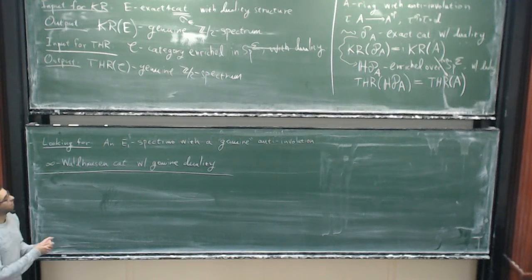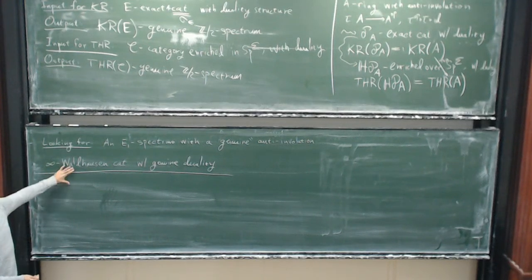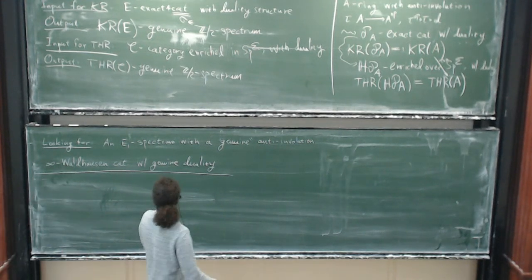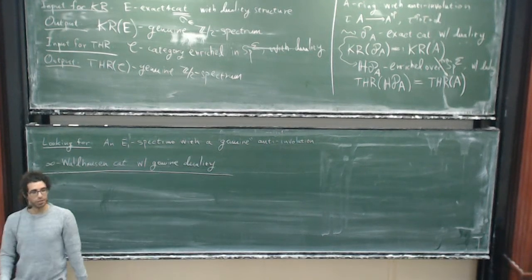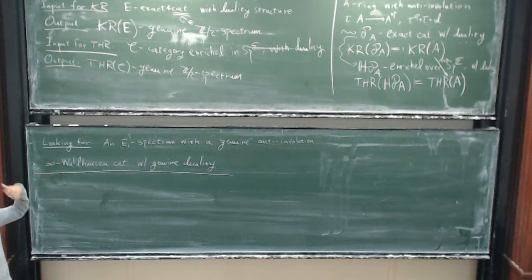But in any case, we want the input for real algebraic K-theory to be something such that if we take such an E1 spectrum with a genuine anti-involution, and we take projective finitely generated modules over it, whatever this means, it would give us such a category. This is a property that this sort of category should satisfy.